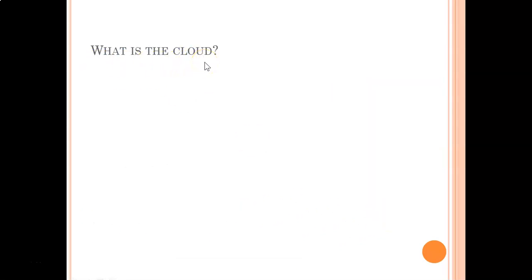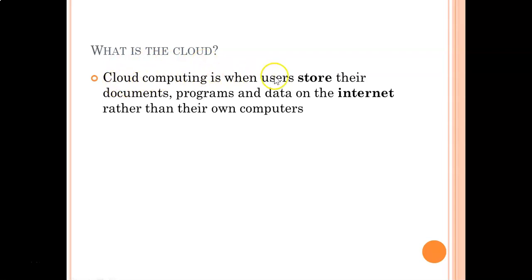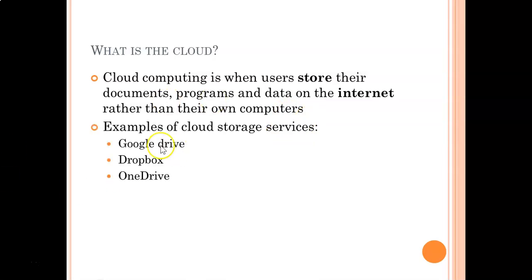So what is the cloud? Cloud computing is when users store their documents, programs, and data on the internet rather than on their own computers. So you might have used cloud storage before. Some examples of cloud storage services: Google Drive, Dropbox, and OneDrive. These are some examples of cloud storage services. So you can store your own information on the internet using these services, for example.